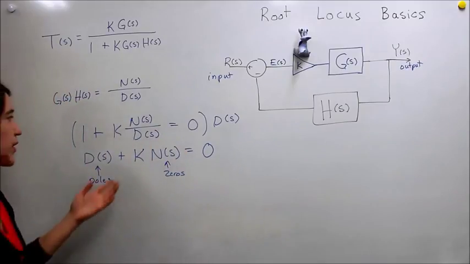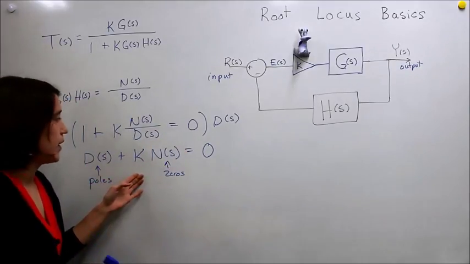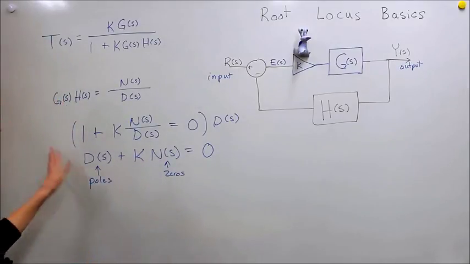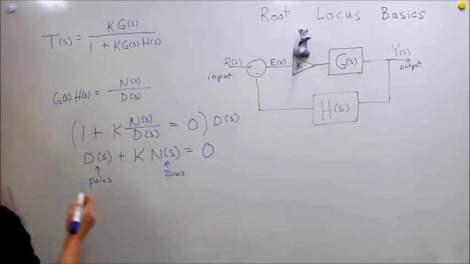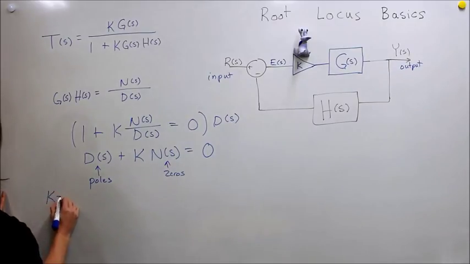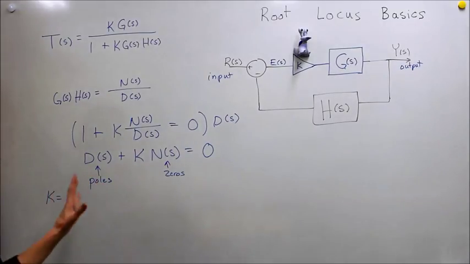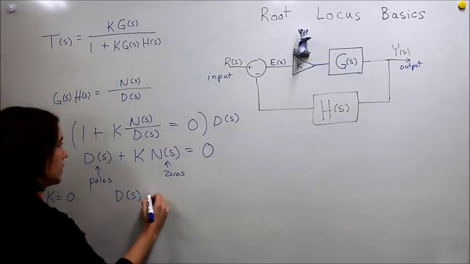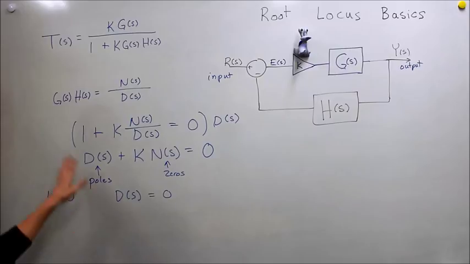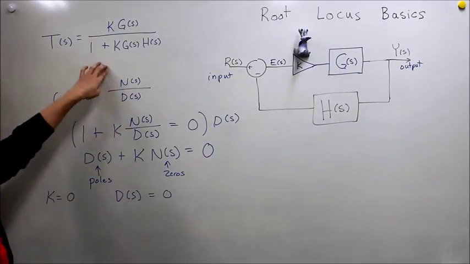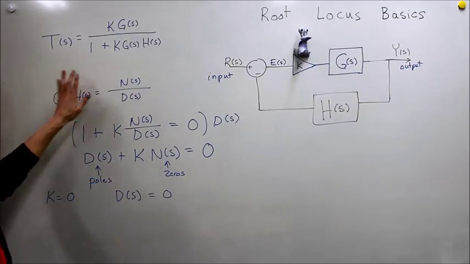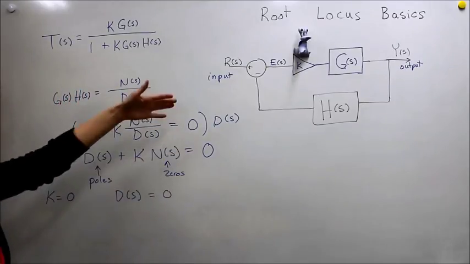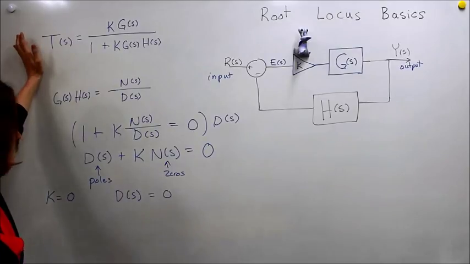And what we're going to do is vary k starting from 0 and going to infinity. Look at this equation though. Think for a second, what if k is equal to 0? If k is equal to 0, our expression simply becomes D of s is equal to 0. So the poles of our G times H are the poles of our closed loop system.